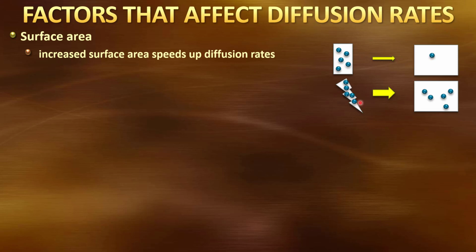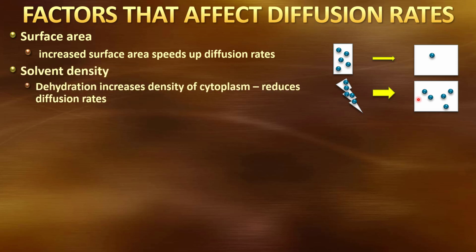If we have higher surface area, we'll have a faster diffusion rate. The solvent density will also play a role. Dehydration would cause the cytoplasm density to increase. So imagine again, molecules are moving around, and if they're moving in a more dense substance, they're not going to move as rapidly. And so that's going to slow down the rate of diffusion.